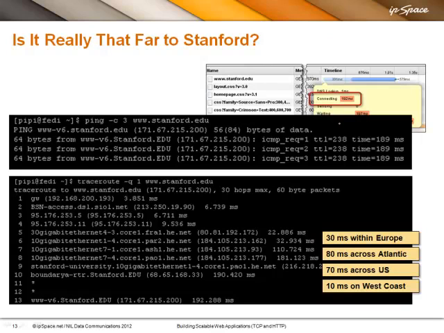Is it really that far to Stanford? Well, I did some pings, and not surprisingly, these two numbers match. Then I did a traceroute. I'm from Europe. And you see, I spent 22 milliseconds getting to Frankfurt, and then 30 milliseconds got me to Paris. Then I needed 80 milliseconds to get to the first transatlantic hop, and 70 milliseconds across the US, and so on and so on. In the end, 192 milliseconds to get to Stanford from Central Europe. So yes, it is that far to Stanford. By the way, all these times are round-trip times, not one-way times.